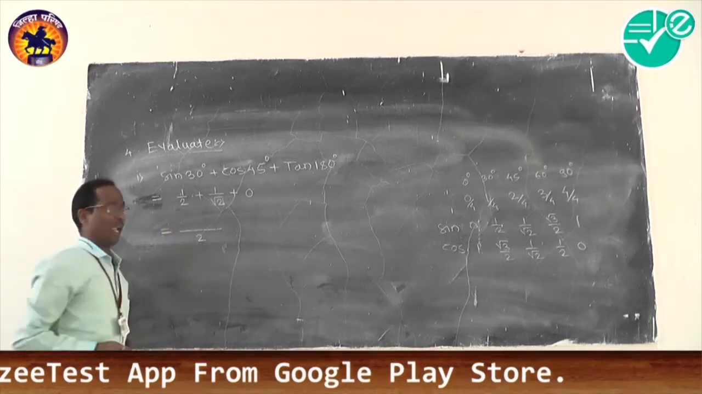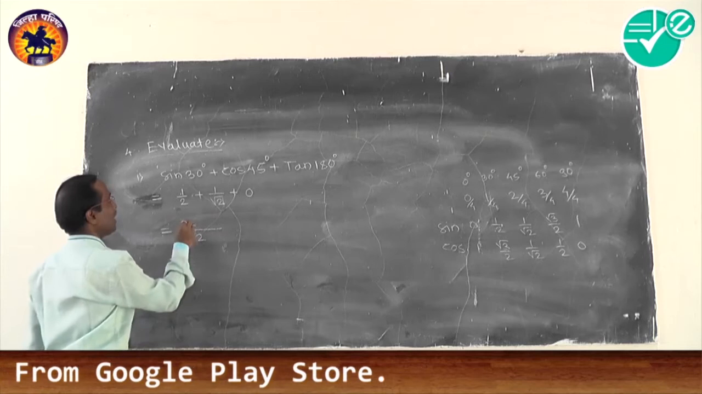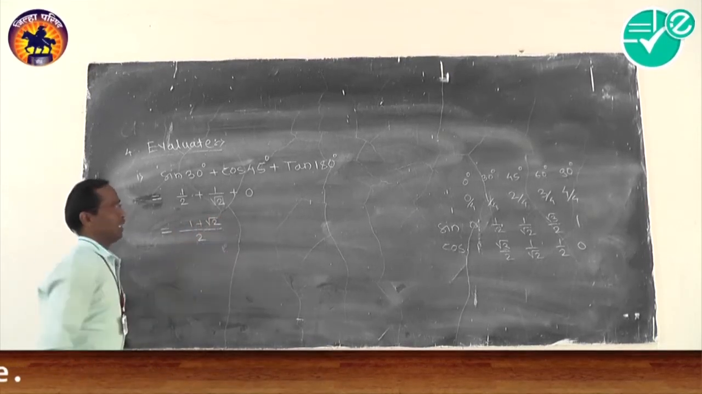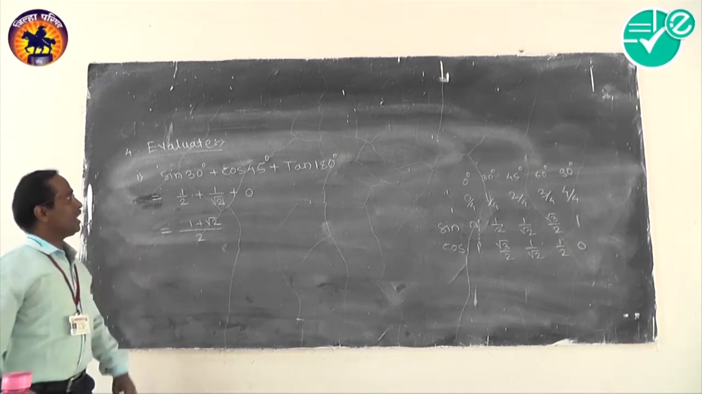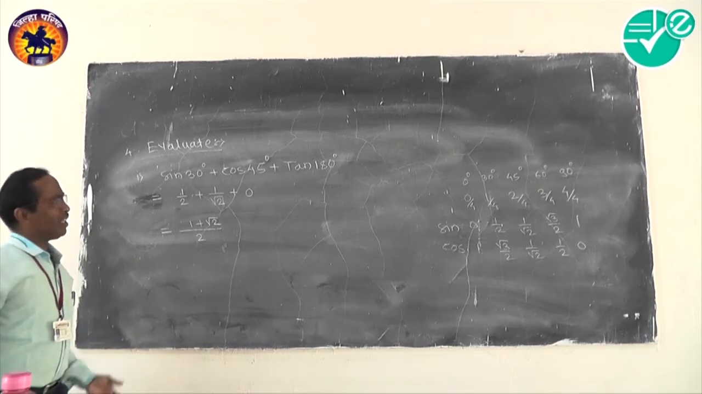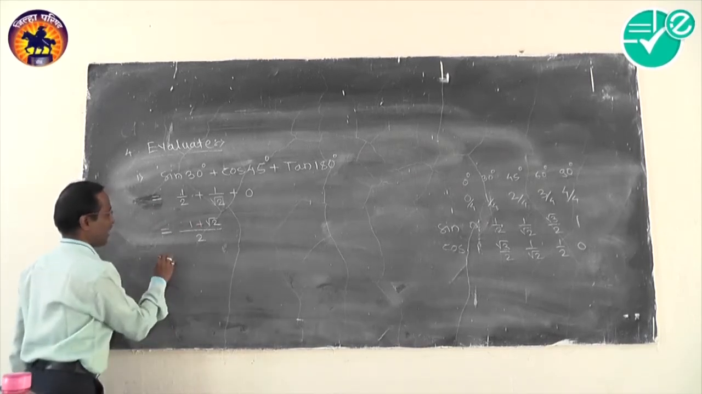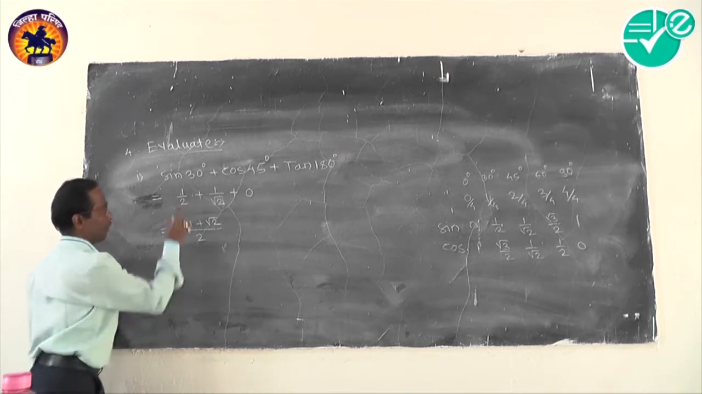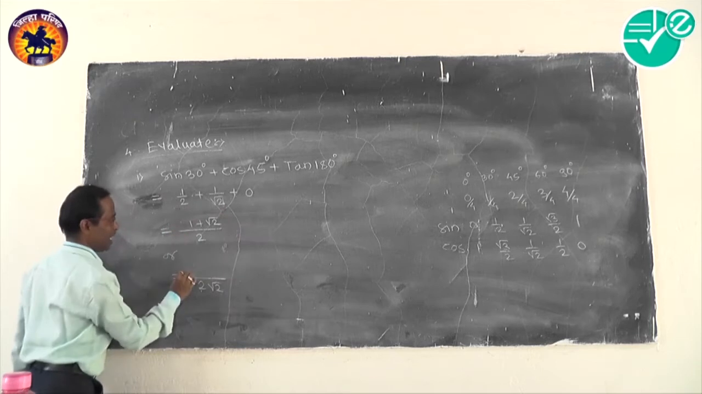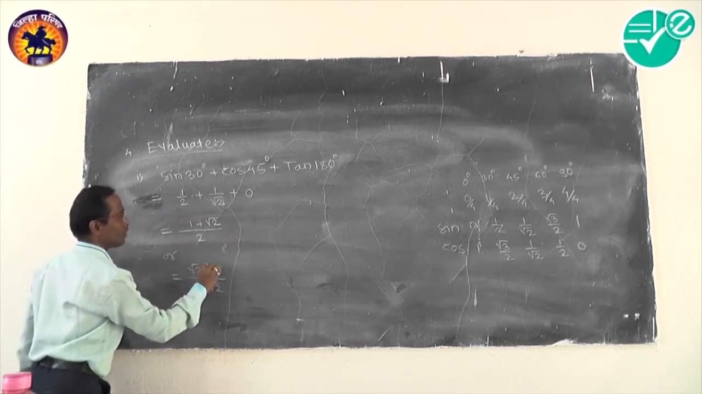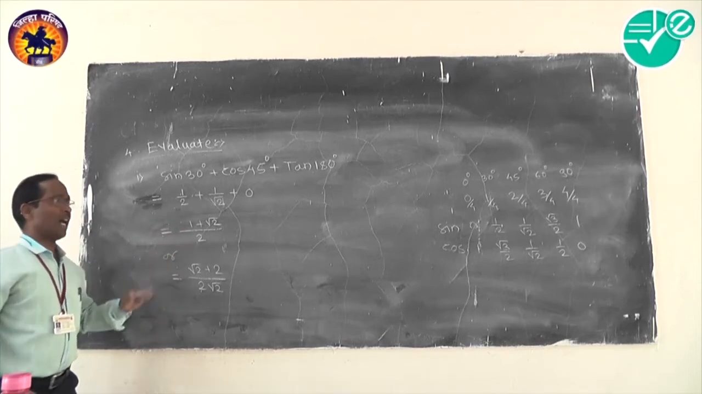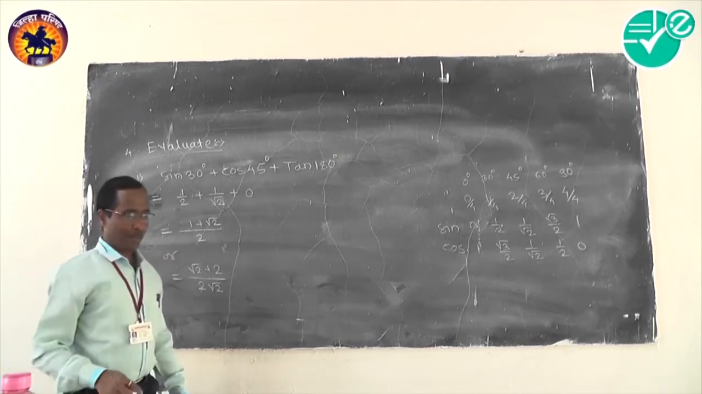Here the LCM of 2 and root 2 is 2. So we get 1 plus root 2. This is the value of sin 30 degree plus cos 45 degree plus tan 180 degree. If you can't find the LCM, then take the product of the denominators, 2 root 2, and cross multiply to get root 2 plus 2. This is also the second form of the answer of this example.